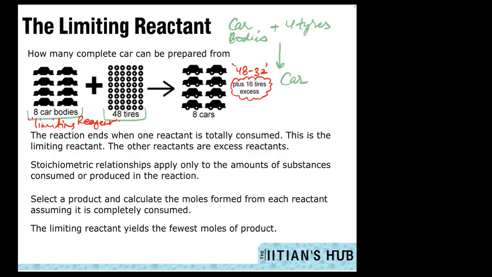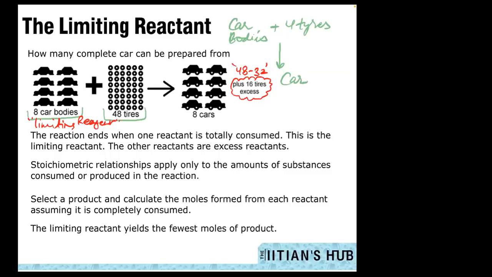Stoichiometric relationships apply only to the amount of substance consumed or produced in a reaction. Select a product and calculate the moles from each reactant, assuming it is completely consumed. The limiting reactant yields the fewest moles of product, since it has the minimum moles per stoichiometric coefficient. I hope through this picture you get some idea related to the limiting reagent.